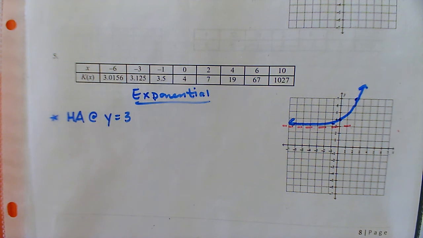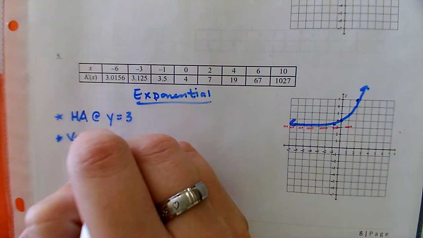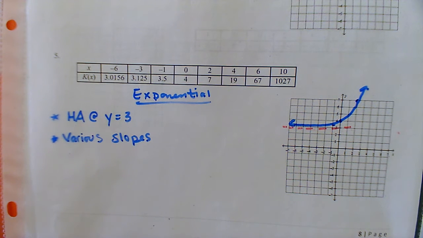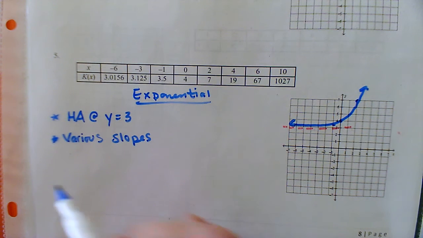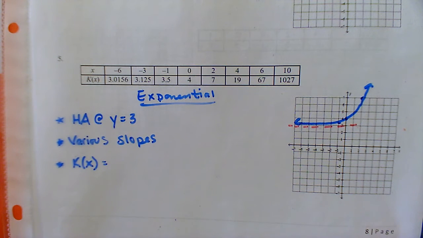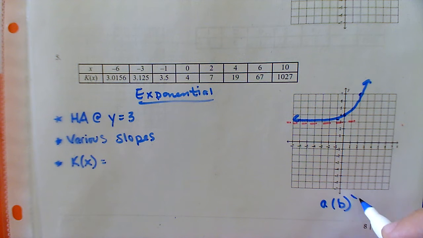What else about exponentials? Anything? Good, Joseph, sorry. Various slopes. How'd you know that? Because it's curved. Anything else? We want to hit up the equation, the domain or range. I think it will be A with a B to the power of X, plus something? Plus, okay. So AB.